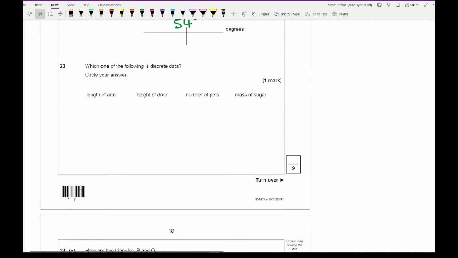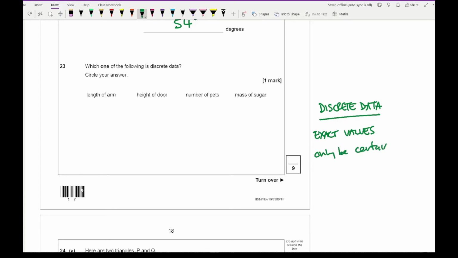Question 23 says, which of the following is discrete data? Circle this. Now, discrete data, if we just have a little description of what discrete data is: exact values. So it can only be exact certain numbers within a given range.